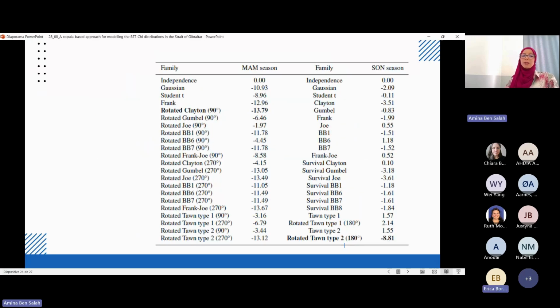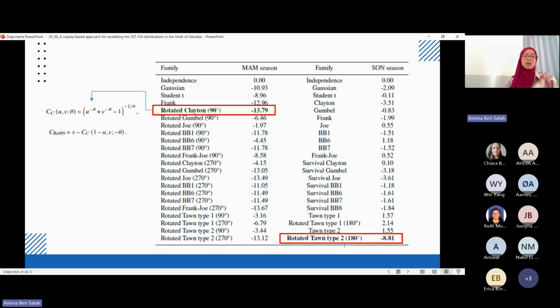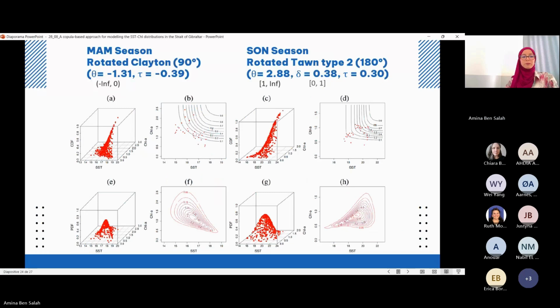This table summarizes the copula family selection based on the minimum AIC. For the MIM season, a rotated 90 degrees Clayton copula is selected, while for the S1 season, a rotated 180 degrees Tawn copula type 2 is selected. And here we have the equation of the Clayton copula and the copula rotated by 90 degrees and the copula rotated by 180 degrees.